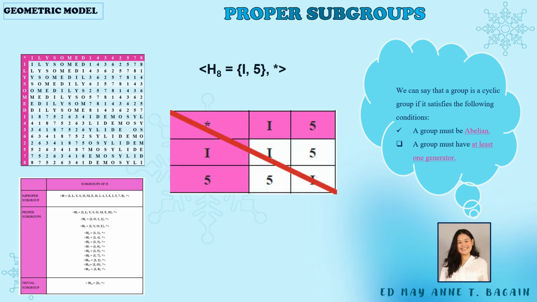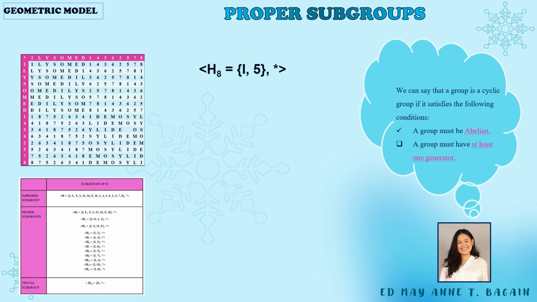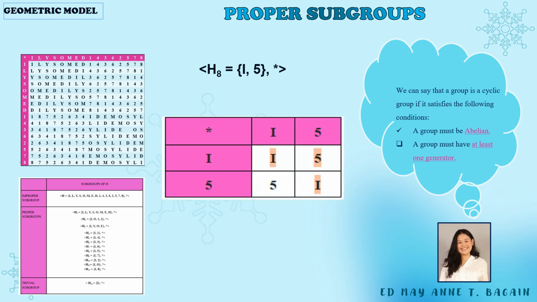So now let us proceed to the other proper subgroup. We have H sub 8 is equal to I and 5 under the operation star. And now we know that it is abelian because, looking at the symmetrical or the diagonal line, it is symmetric with the two elements along the diagonal line. And now we will be looking if it has at least one generator.